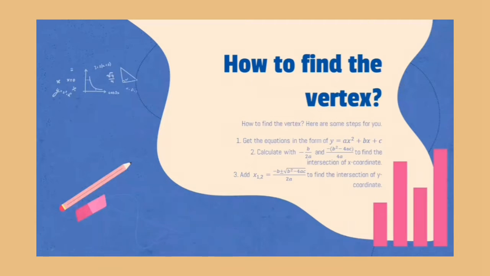How to find the vertex? Here are some steps for you. First, get the equation in the form of y equals ax squared plus bx plus c, and then calculate with negative b over 2a and negative (b squared minus 4ac) over 4a to find the x coordinate. And the last one is x1,2 equals negative b plus minus root of (b squared minus 4ac) over 2a to find the intersection of the y coordinate.